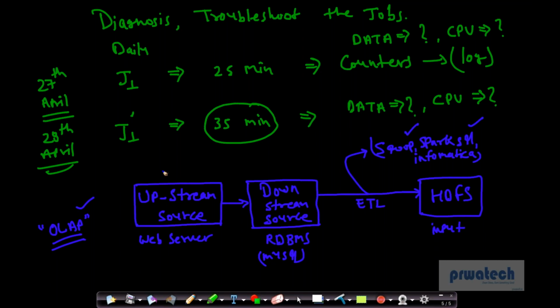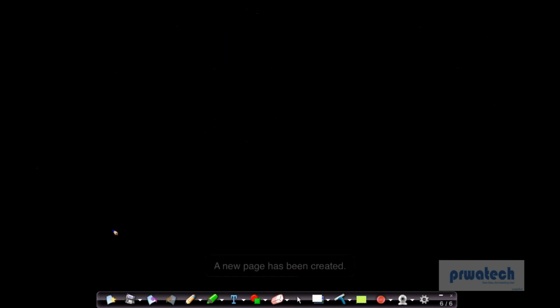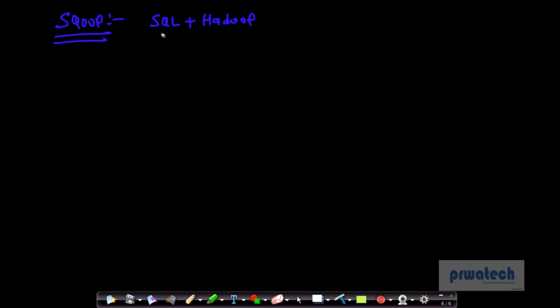I hope this is clear. RDBMS is getting entries. Sqoop will start tomorrow. Today I'll not start because we have few minutes left. I'll start the Sqoop part tomorrow, and we'll see how Sqoop can extract this information. This is a combination of SQL plus Hadoop. The 'Sq' part is taken from SQL and the 'oop' part is taken from Hadoop, and combined we call it Sqoop. So let's see the Sqoop strategy tomorrow.